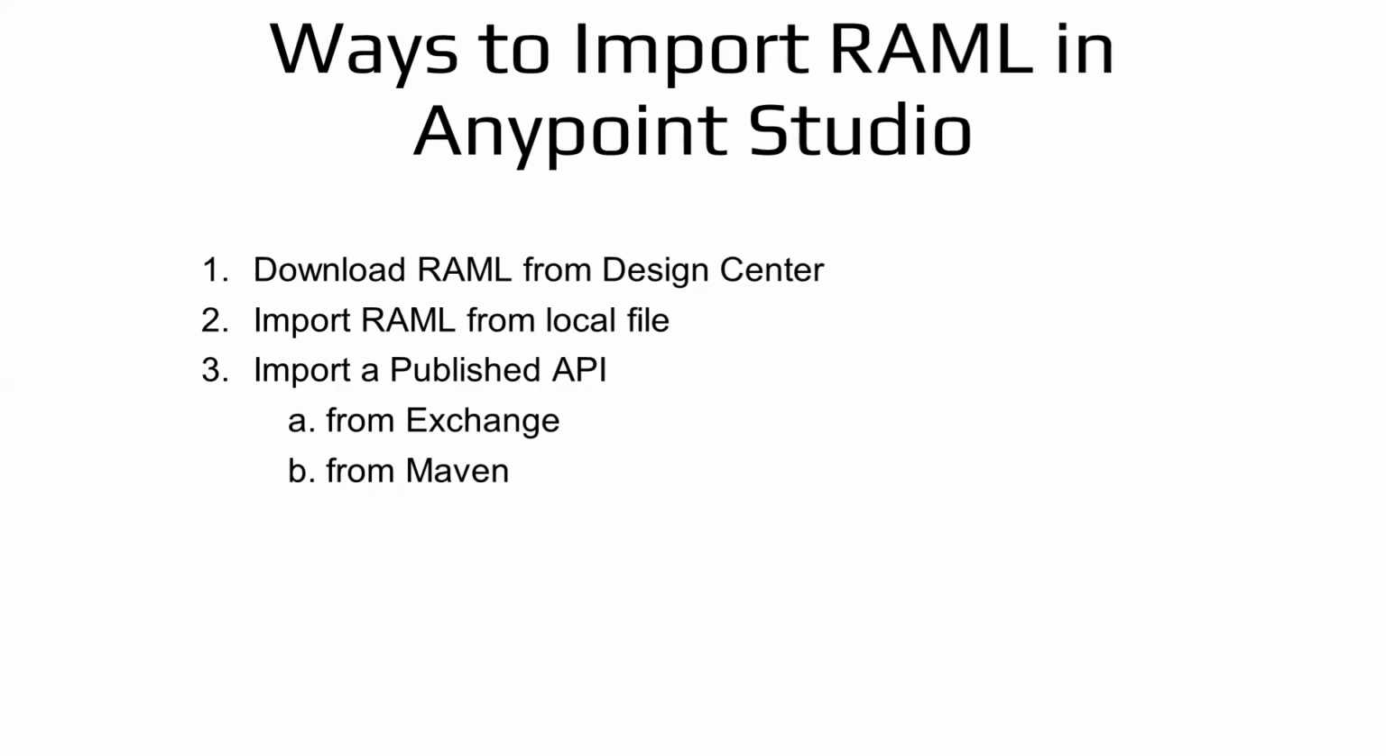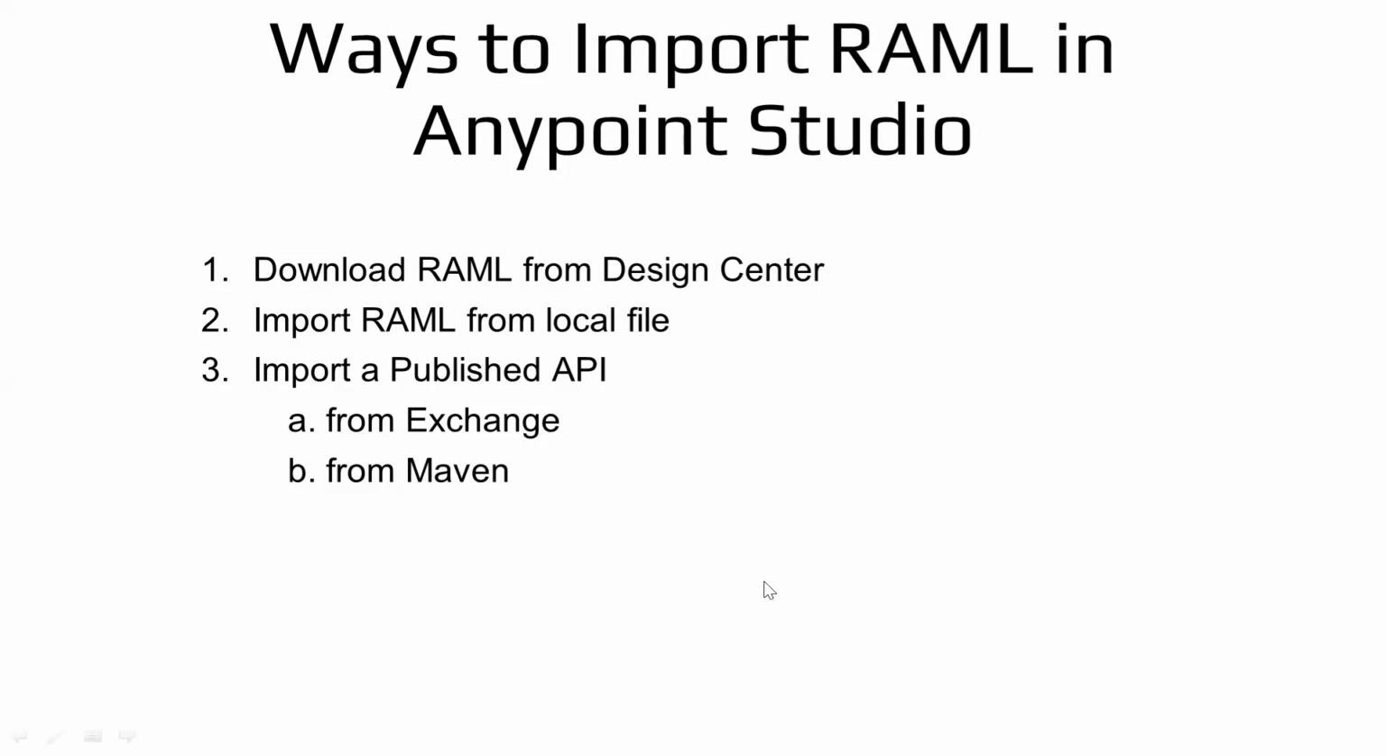Second one is import RAML from local file, just a local file, whichever is on our local machine, we can import it to Studio. And third one is nothing but import a published API, from Exchange and from Maven. There are two options to import that published API. Exchange is nothing but whatever we published in the last video, that RAML we can import to Studio. That is a more stable version. And from Maven means it will be a dependency, you can add it as a dependency and it will create the flows in your Studio.